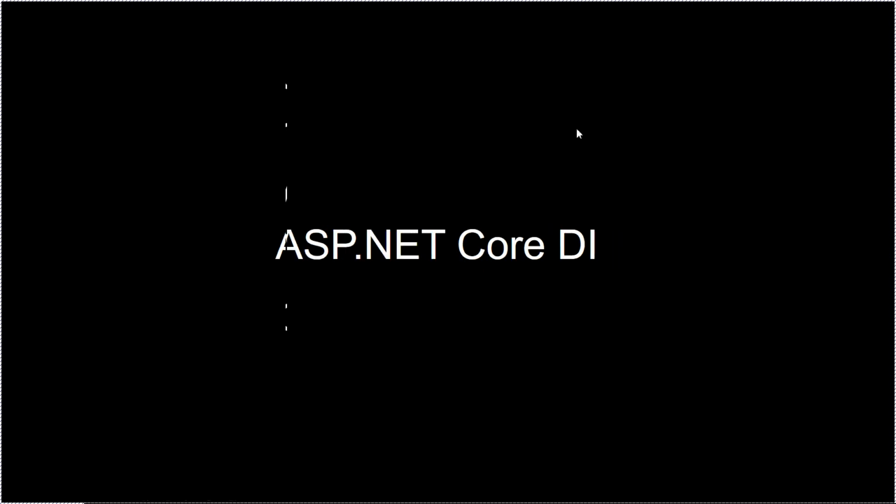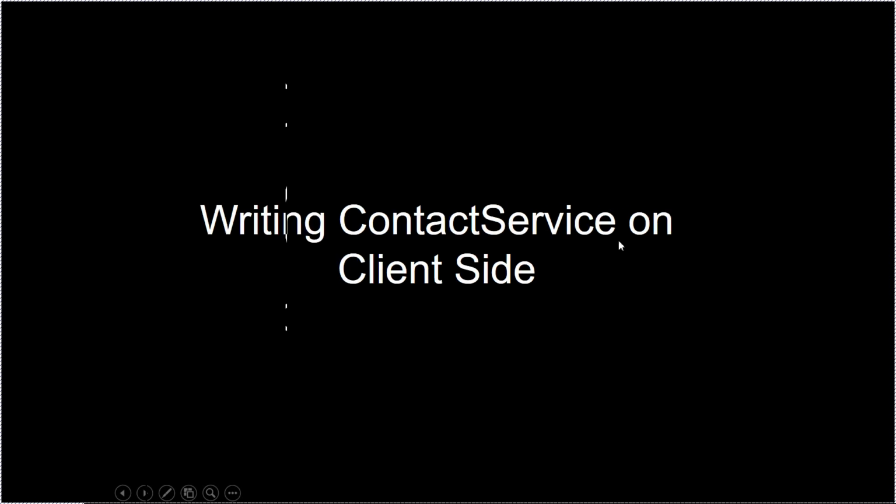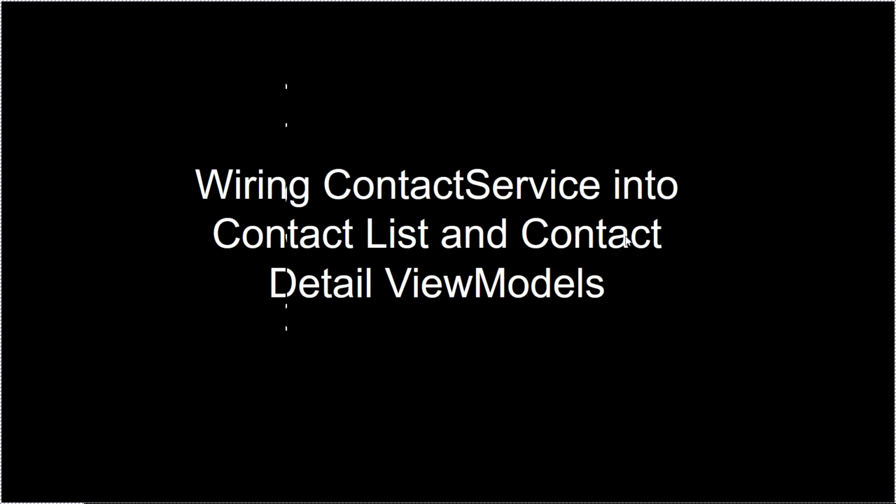What is ASP.NET Core dependency injection? Dependency injection is now a first-class citizen in ASP.NET Core. So we'll leverage the DI container and the DI APIs to register our repository interface as well as the concrete implementation. After we do that, we'll create an API using the controller, and then we'll test the web APIs using tools like Postman and Fiddler. You could use either one of them, but I'll show both of them. Then we'll write the contact service on the client side, and also we'll wire the contact service into the contact list and contact detail view models.